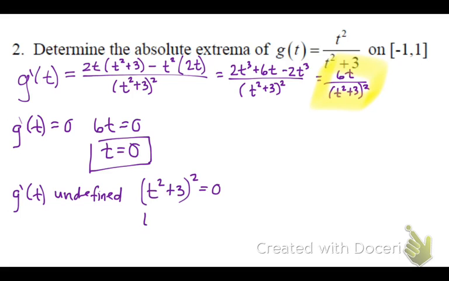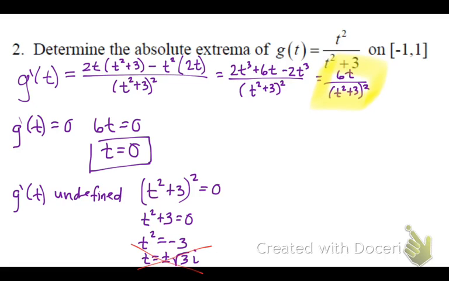Take the square root of both sides, so I get t squared plus 3 equals 0. Subtract 3 from both sides, so I get t squared equals negative 3. And if I take the square root of both sides, I get t equals plus or minus the square root of 3i. And because that's an imaginary number, that means that this one is not going to work, so we really don't care about those solutions because our function is never undefined. So we only care about our critical number of t equals 0. All right, so we have one critical number.